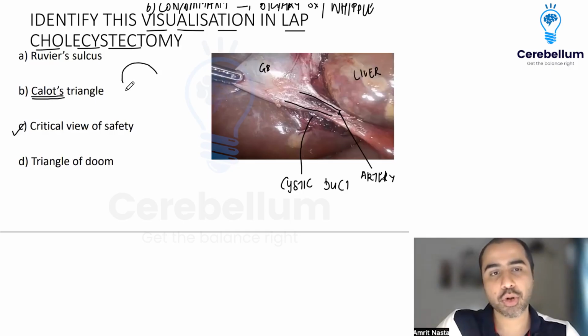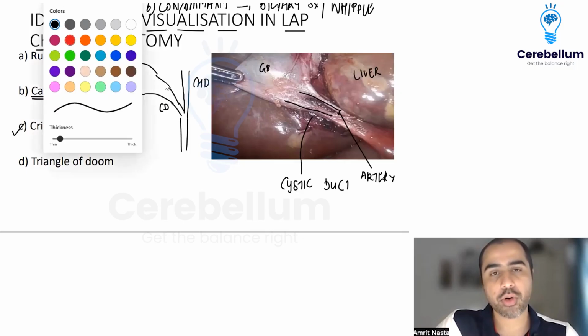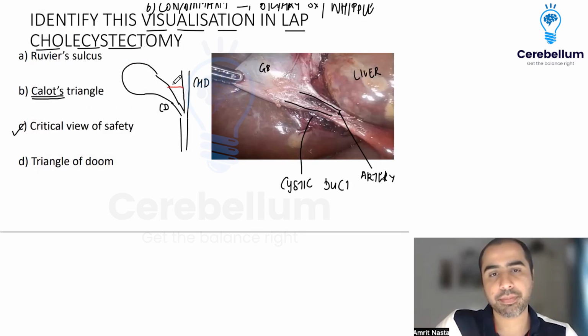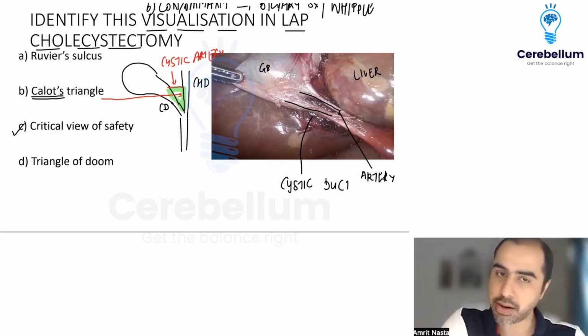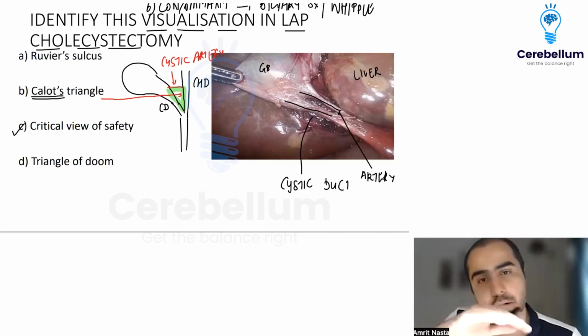It looks like this. You should know the boundaries of Calot's triangle. So this is the gallbladder, the cystic duct. This is the common hepatic duct, CHD. This is CD, the cystic duct. And the artery on top over here, the cystic artery. These three together form what is called Calot's triangle. So the exam question will be boundaries of Calot's triangle: cystic duct laterally, common hepatic duct medially, cystic artery on top.